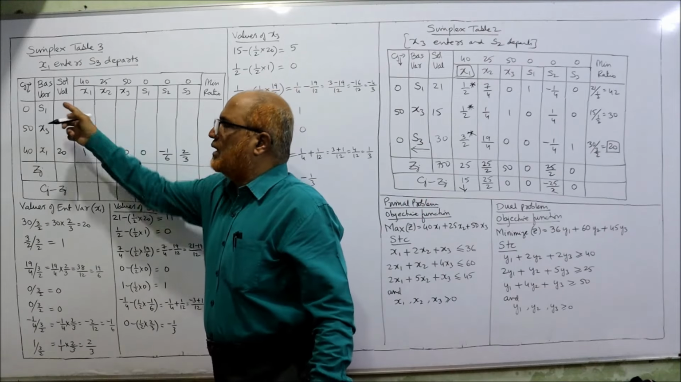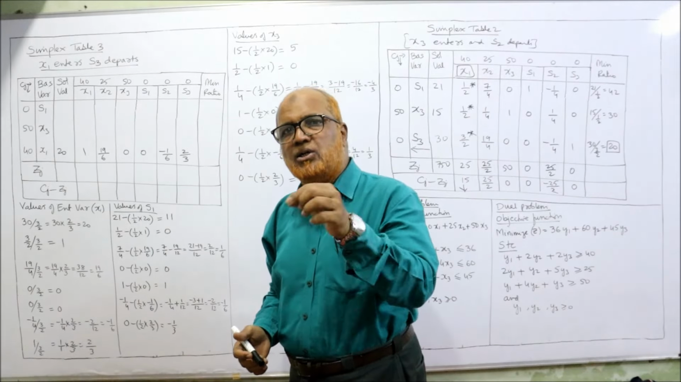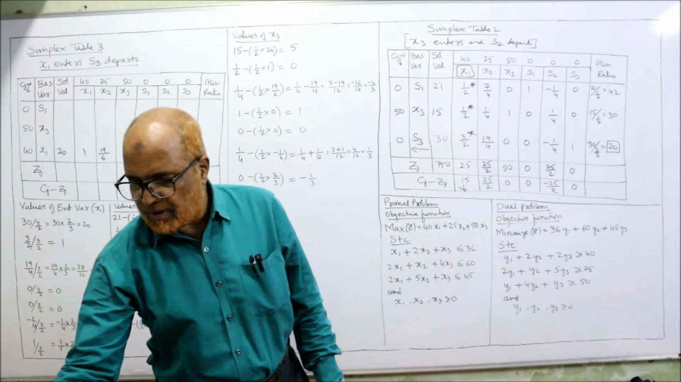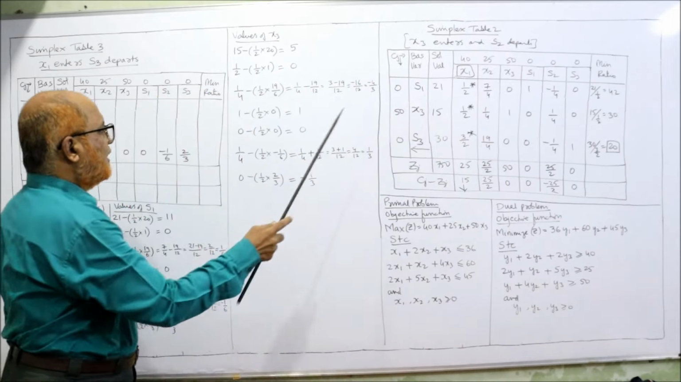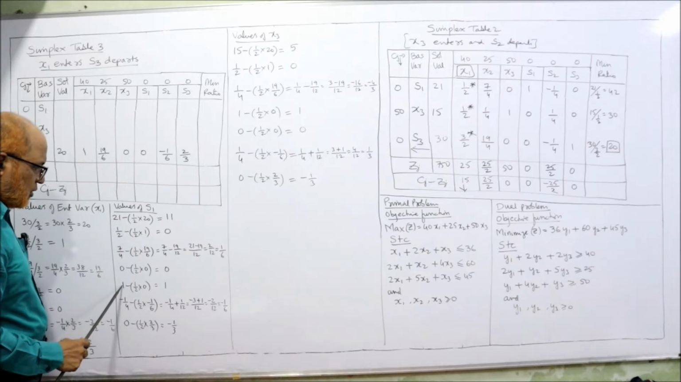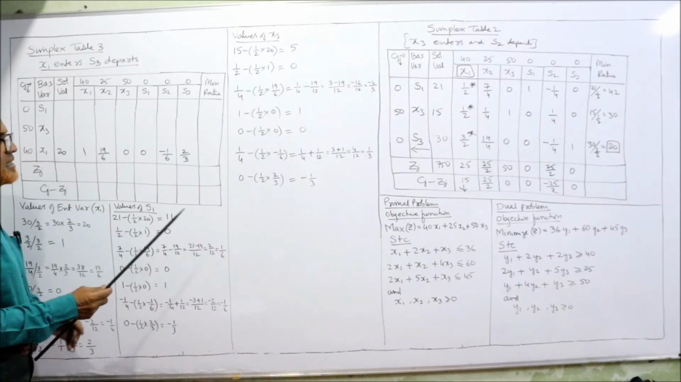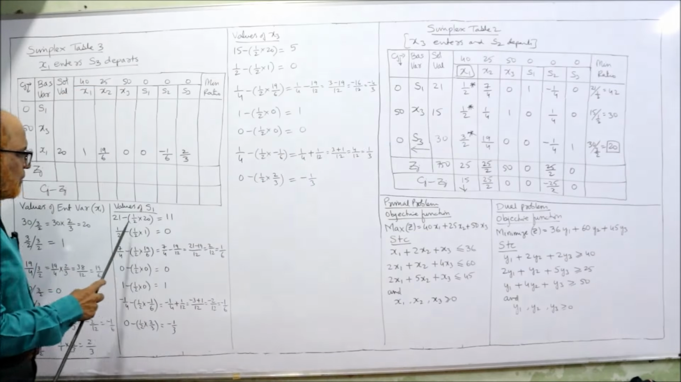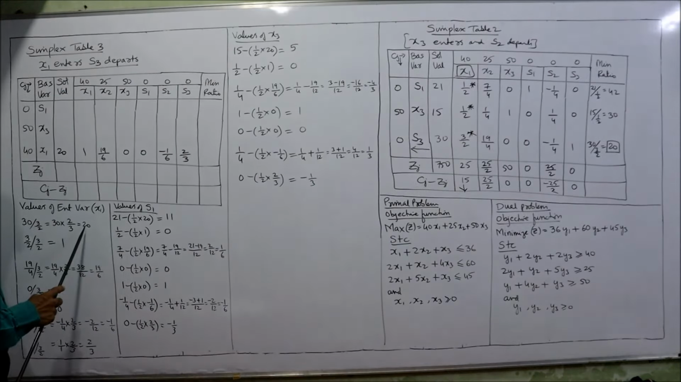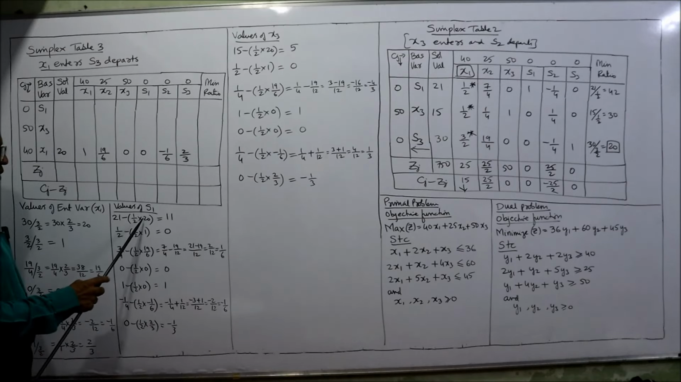Now we need the values of s1. The formula is old values of s1 minus intersectional element into values of entering variable. The old values of s1 are 21 half, 7 by 4, 0, 1, minus 1 by 4, 0. Minus, the intersectional element of S1 is 1 by 2, into the values of the entering variable: 20, 1, 19 by 6, 0, 0, minus 1 by 6, 2 by 3. Now simplify. 20 into half is 10, so 21 minus 10 is 11.